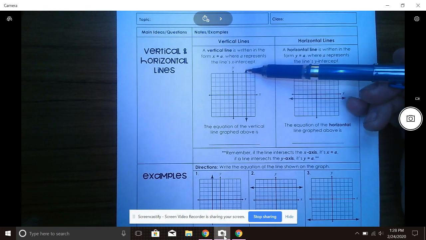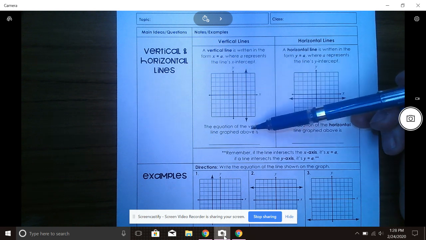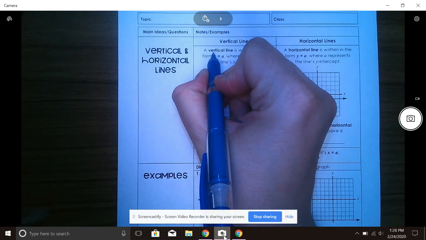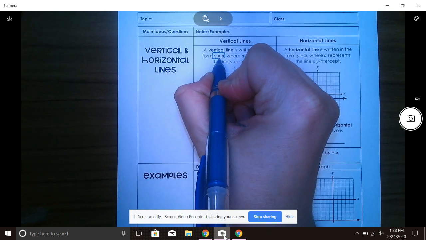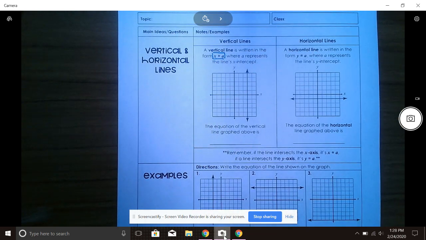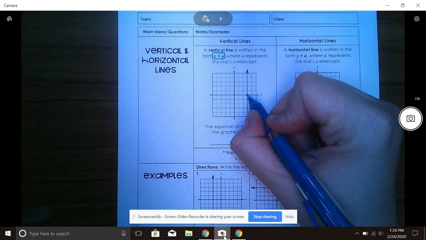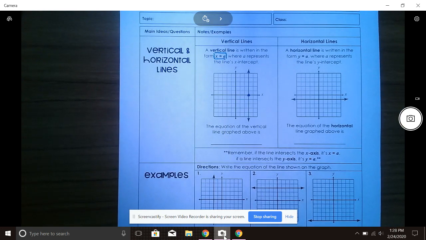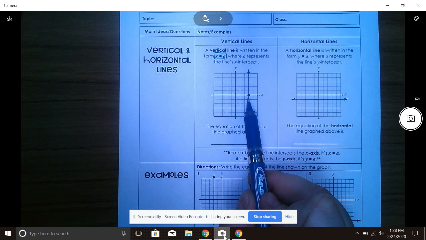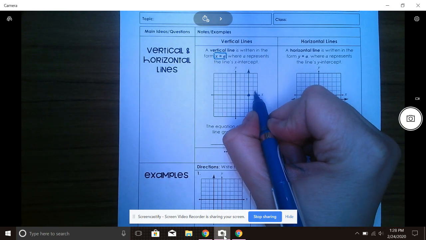A vertical line is one that goes up and down, and its equation is odd. It's written in the form of x equals a number, where the number is the x-intercept on the line. So let's think this through. I've put a dot on the x-intercept. That is the point over 3, up 0.